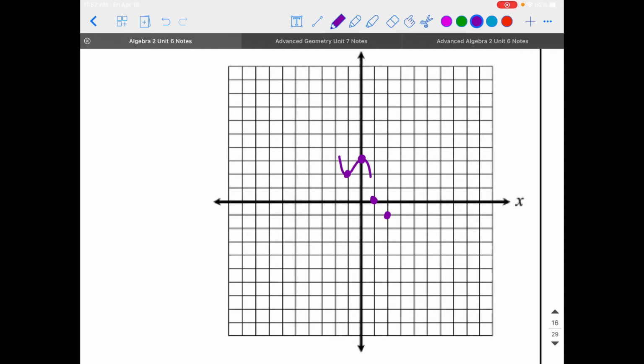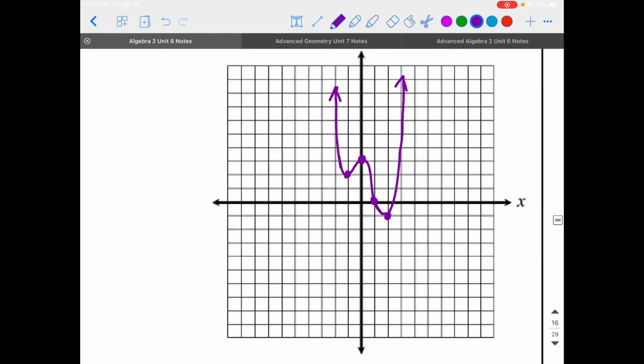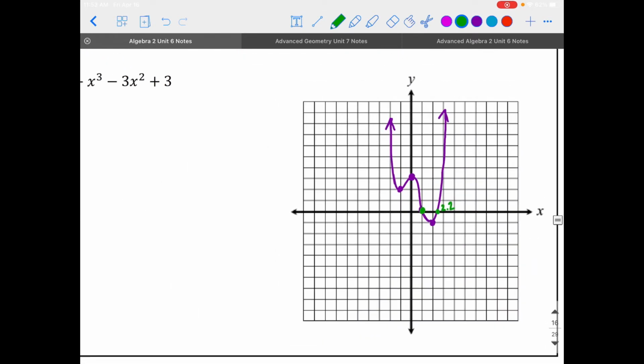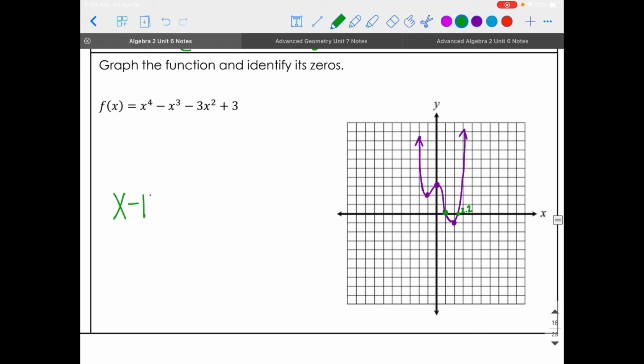All right, so we go down, up, down, up, like this. So the x-intercepts, we have this one, which was right on the point. But this one right here wasn't exactly on a point, so that looks like 2.2 or something. I don't know, you just take your best guess. So the x-intercepts are at 1 and 2.2.